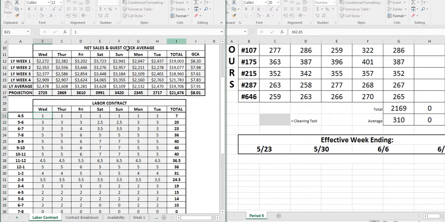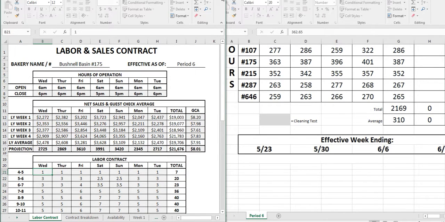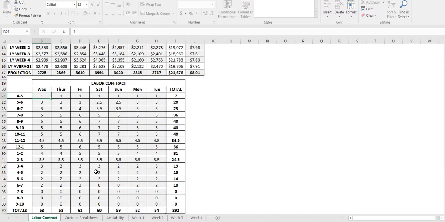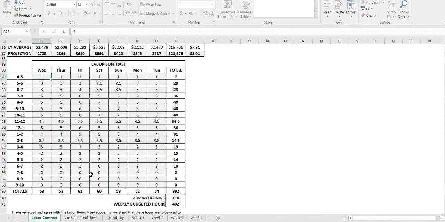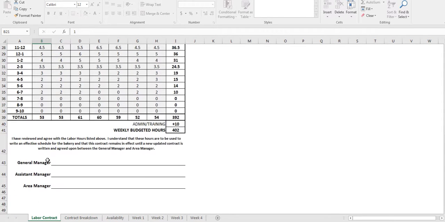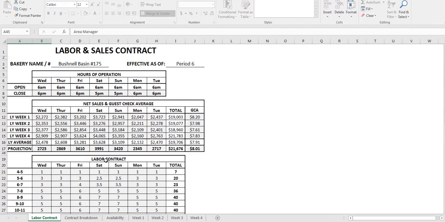Okay, so at this point, you would do nothing else. You would save this to your computer and email it to your area manager. You shouldn't be moving on in any other tabs because your area manager should be reviewing this and signing off and saying, yes, this is good to go, or no, let's meet about this next week when I visit, and so on and so forth. You should not move on to any more tabs on this until we know that this is completely good to go, signed by the general manager, the assistant, and area manager.